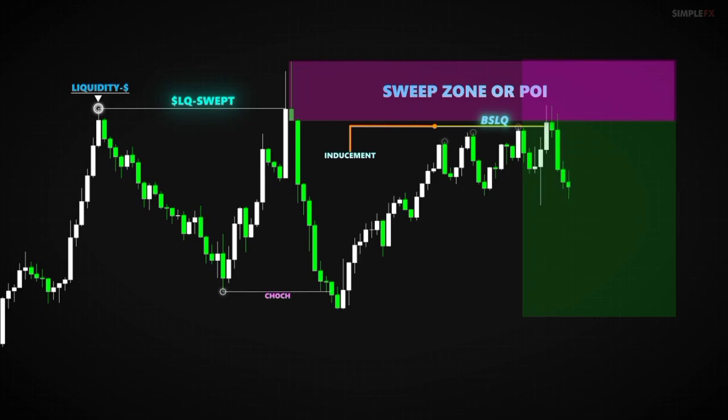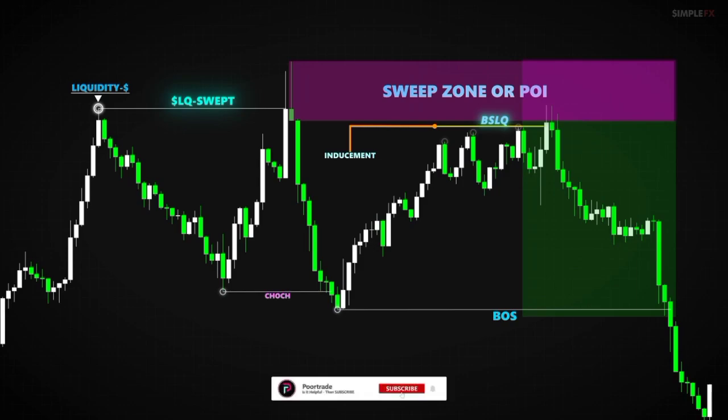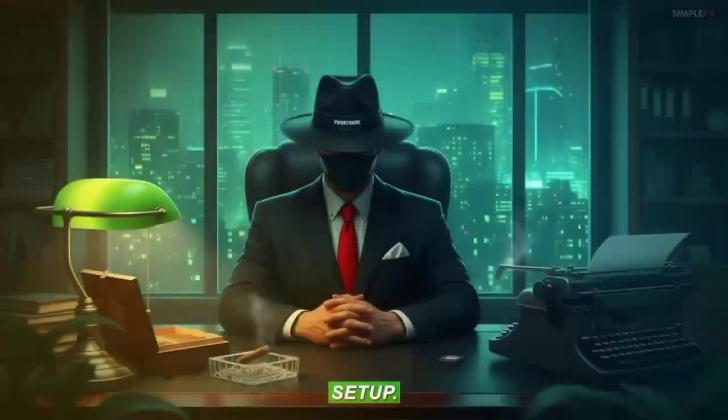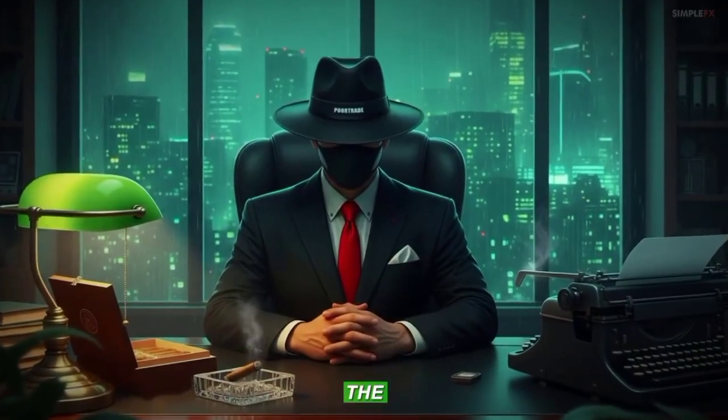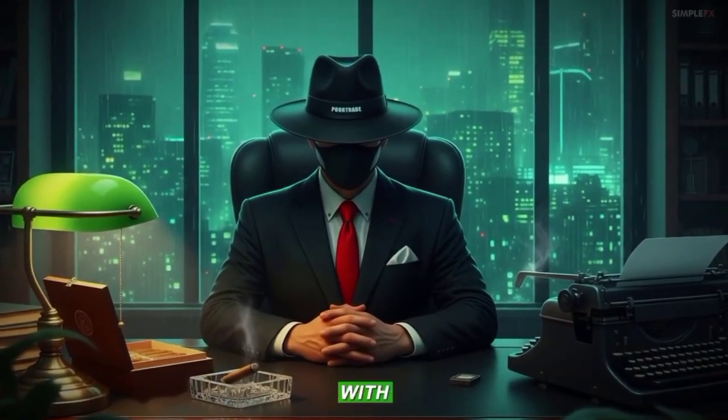And that's exactly what happened here. As I mentioned, that's when the setup is complete. Don't worry, I'll break all of this down in the next steps, so stay tuned. When all of this lines up, the sweep, the change of character, the inducement, and the reaction at the point of interest, that's your A+ setup. You're not guessing anymore. You're reading the story the market is telling, and you're trading in sync with smart money.